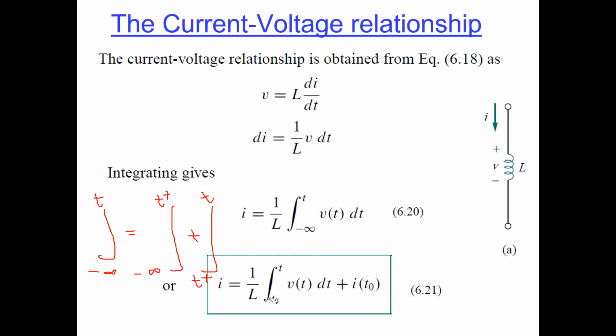It means initial current plus, if the experiment starts at t naught equal to 0 and ends at t equal to T seconds, T may be 5 seconds, 10 seconds, or whatever the case may be.